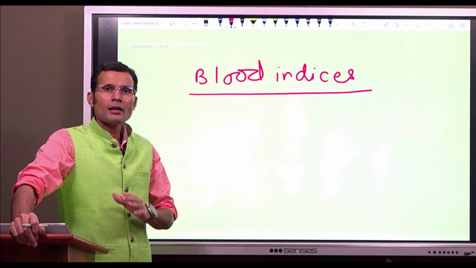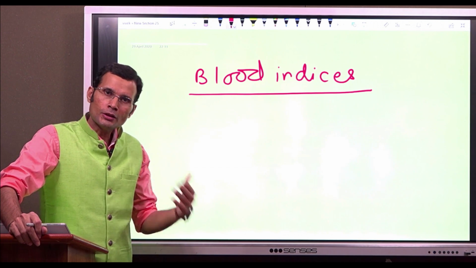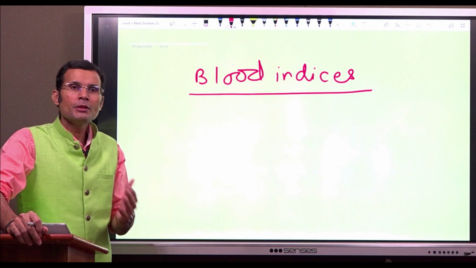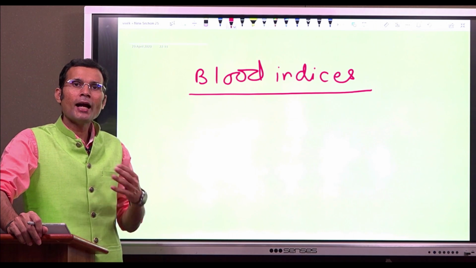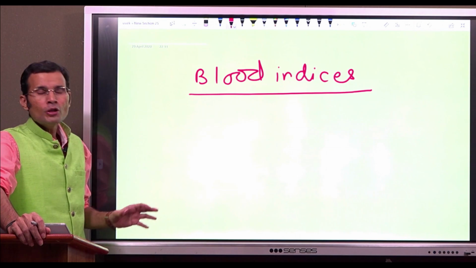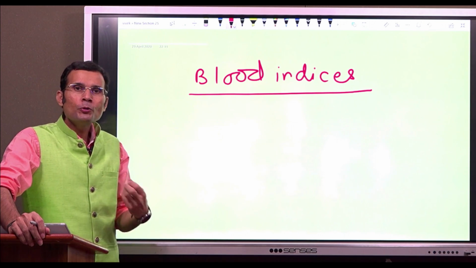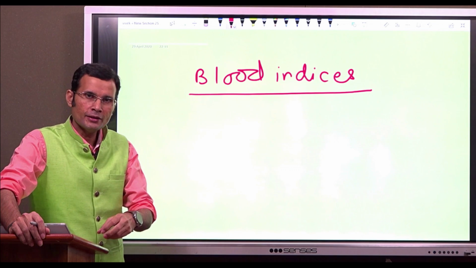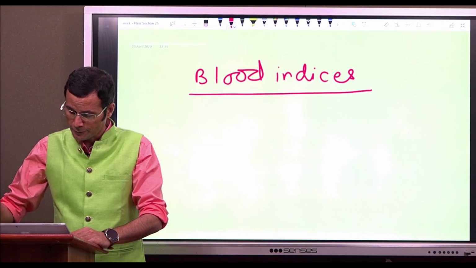But then there are numerous causes that lead to anemia, and therefore we have to classify anemia based on the morphology of RBCs and the level of hemoglobin in those RBCs. So, to make us understand what could be the reason behind it, we have these blood indices that give us the morphological classification of anemias.